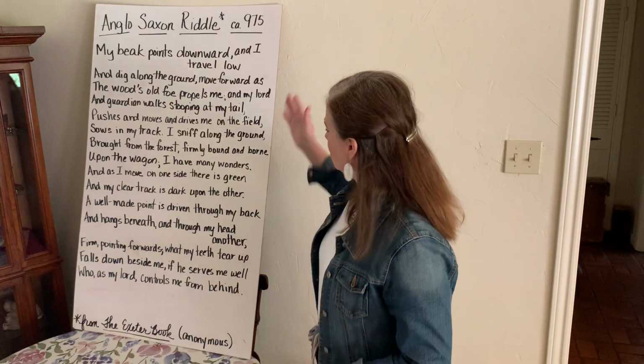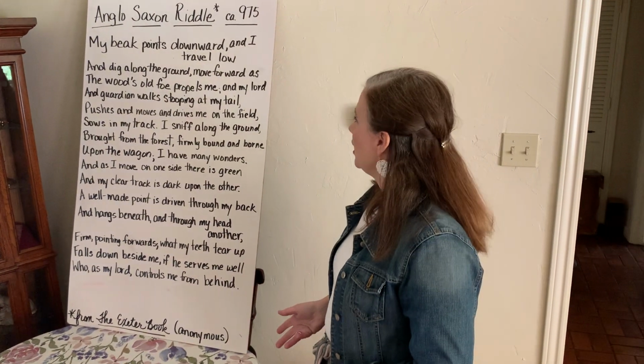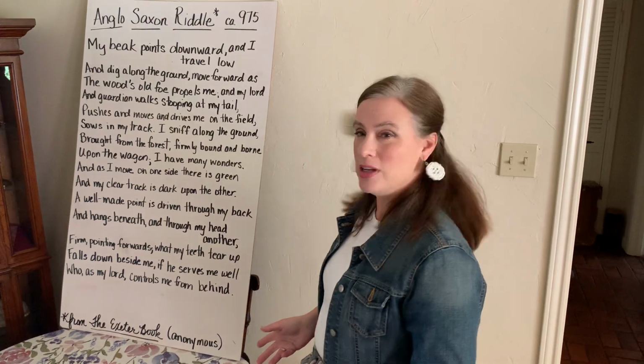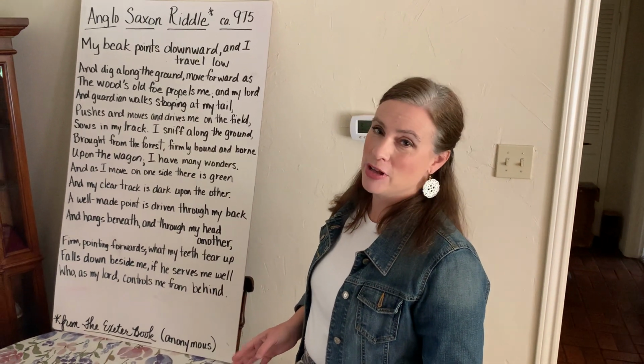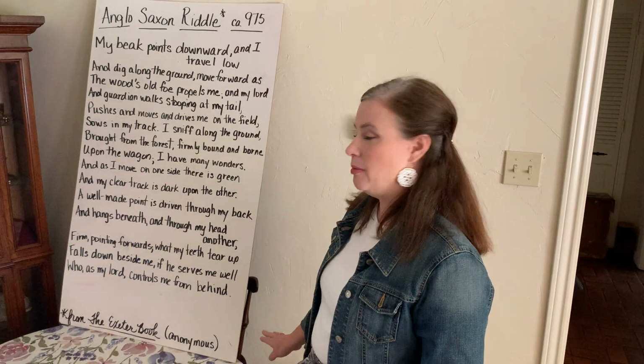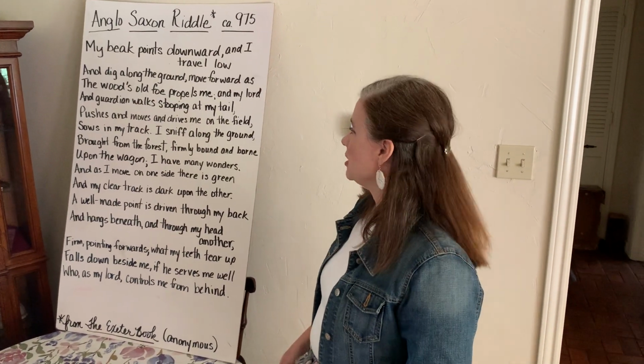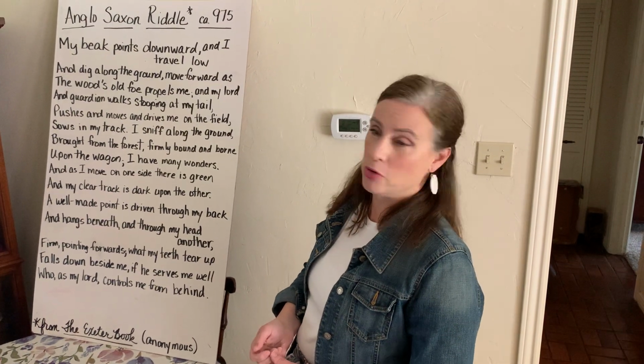So I have a poem here. It's an Anglo-Saxon riddle. It was written over 1,000 years ago, around 975. It's from something called the Exeter Book, which we don't know the author, so we say anonymous. But the first thing I'm going to do is read and not really worry about analyzing it too heavily. So let me read it for you.